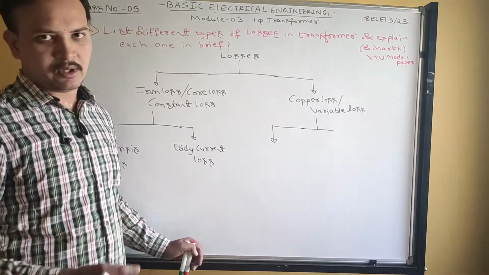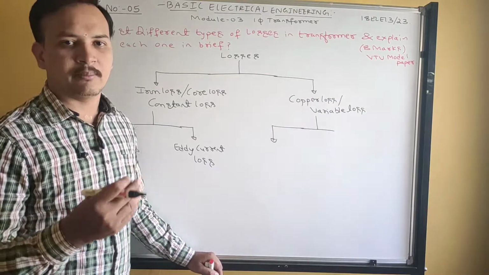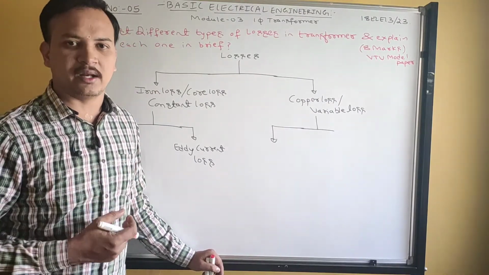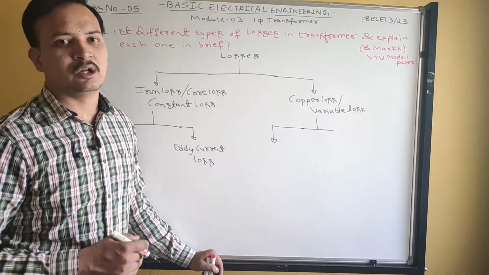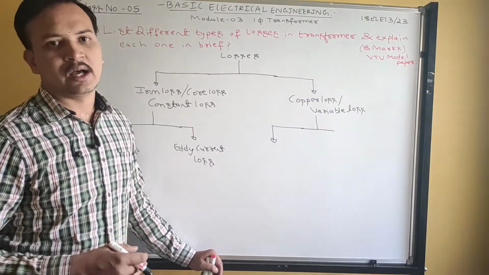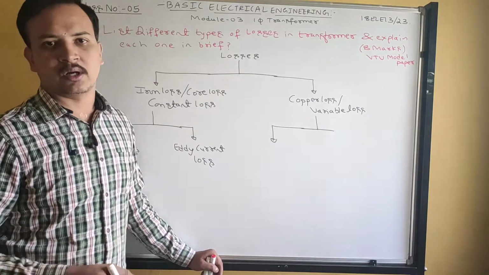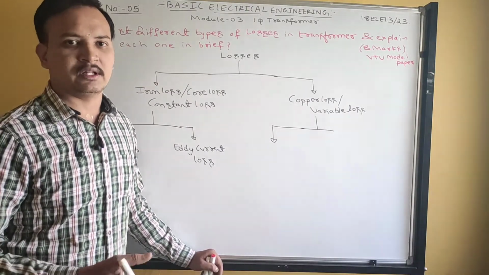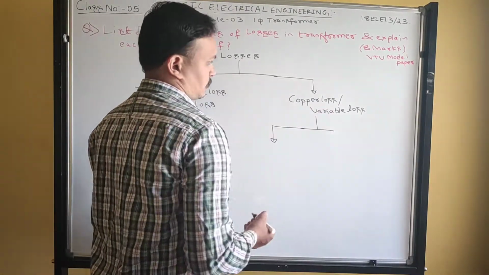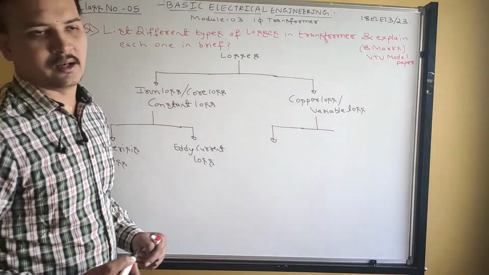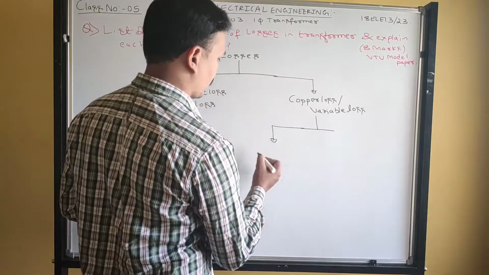If I use an aluminium conductor, I cannot bend it according to my requirement. Due to that we are not using much aluminium as a winding material for transformer construction, whether it is core type or shell type. So popularly we use copper as the winding material, hence we call it copper loss.